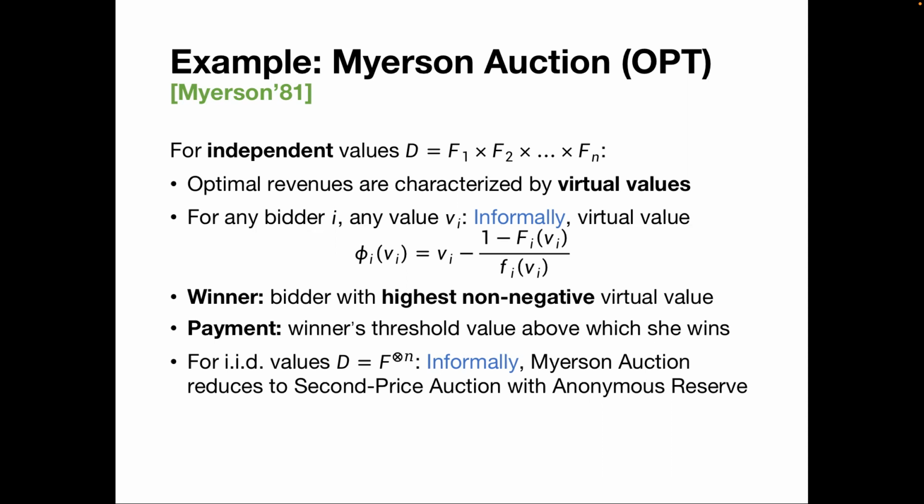It's interesting to observe that in the case of IID value distributions, Myerson's auction degenerates exactly to second price auction with anonymous reserve. But in practice, Myerson's auction is much more complicated and less used than second price auction with anonymous reserve.